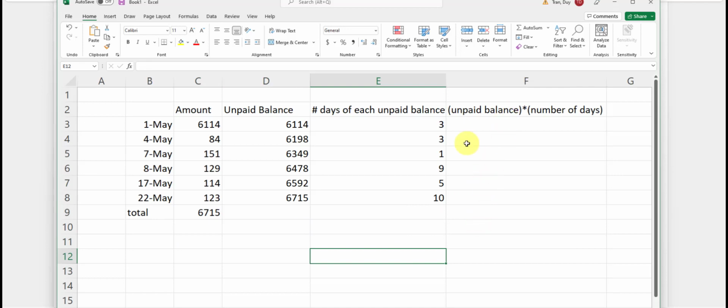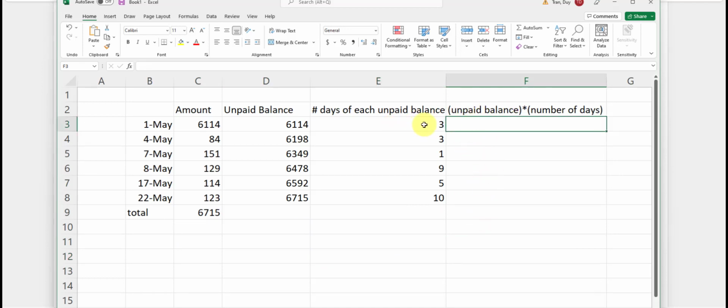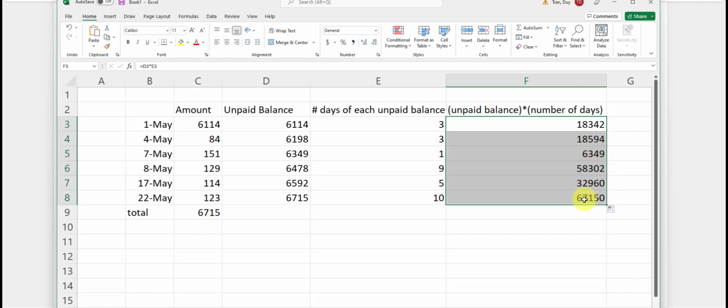Now for the last column, we will take the unpaid balance, this value, multiplied by the number of days, which is this value here. So I just use the command equal, and then I click on the unpaid balance, multiply by the number of days, and I get my answer for the first one. And I do the same thing for the other rows. So I just drag this formula down to the other values.